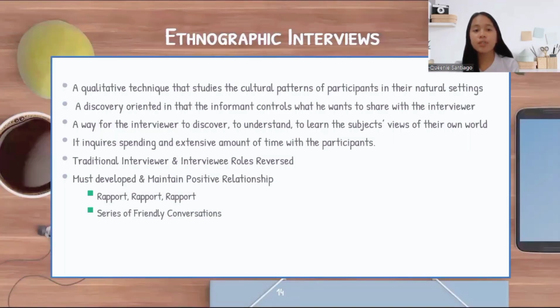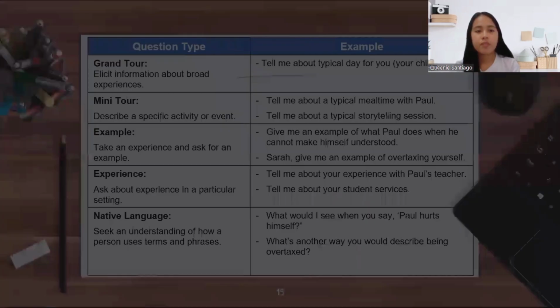Ethnographic interviews are a qualitative technique that studies the cultural patterns of participants in their natural settings. It is discovery oriented, in that the informant controls what he wants to share with the interviewer. It involves spending an extensive amount of time with the participants. The traditional interviewer and interviewee roles are reversed. You must develop and maintain a positive relationship, rapport, through a series of friendly conversations.